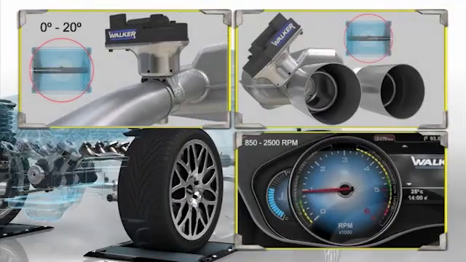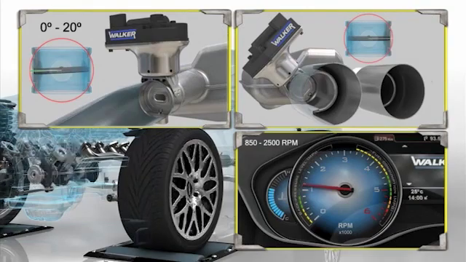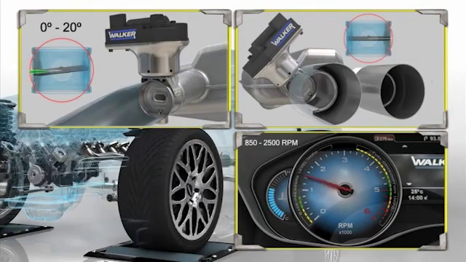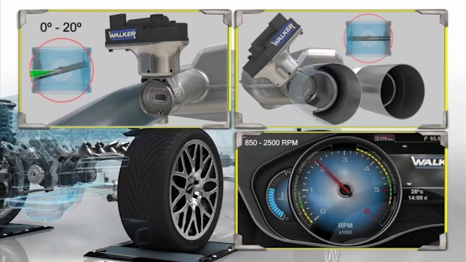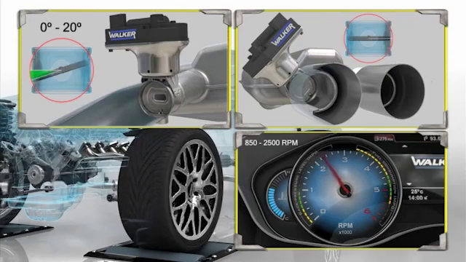Its basic operation is simple. At low speed, 0 to 2500 RPM, the back pressure of the system is very low, so the TP valve remains completely closed, helping to increase the back pressure.